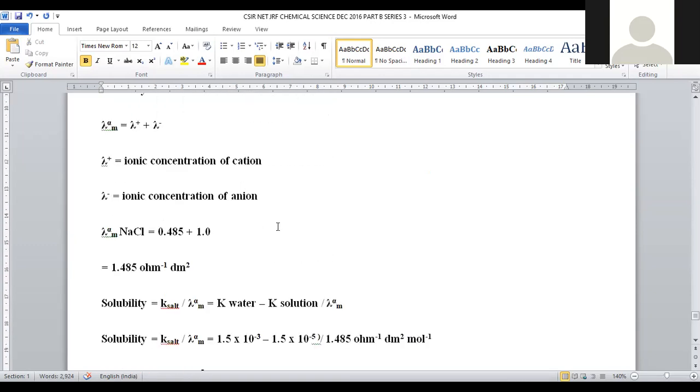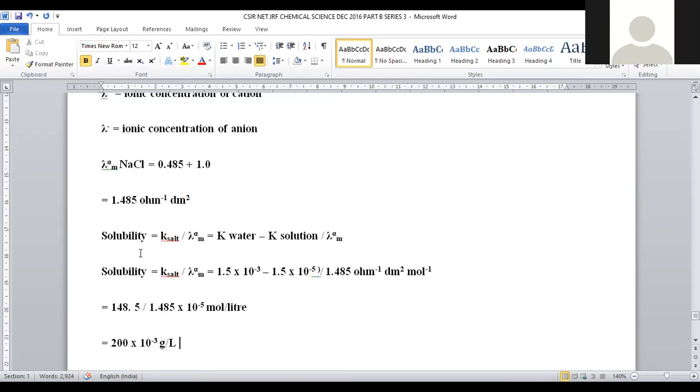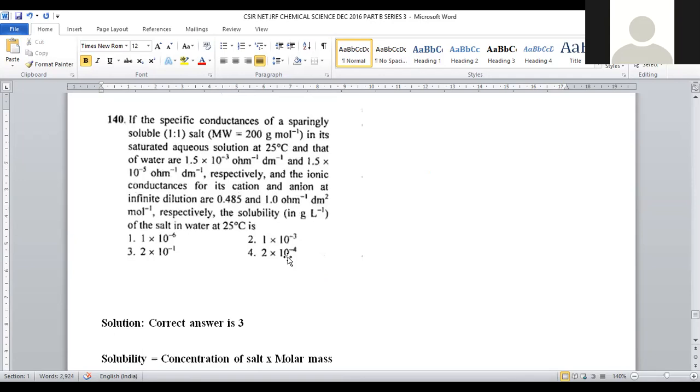Solubility to be depicted, there is a formula for solubility. Solubility is equal to K salt by lambda infinity. K salt is given by K water minus K solution by lambda infinity. K water is given, K solution is given, lambda infinity we calculated. So after substituting, we got the solubility of given salt, that is 2 into 10 to the power minus 1. For question number 140, option number 3 is the correct answer.